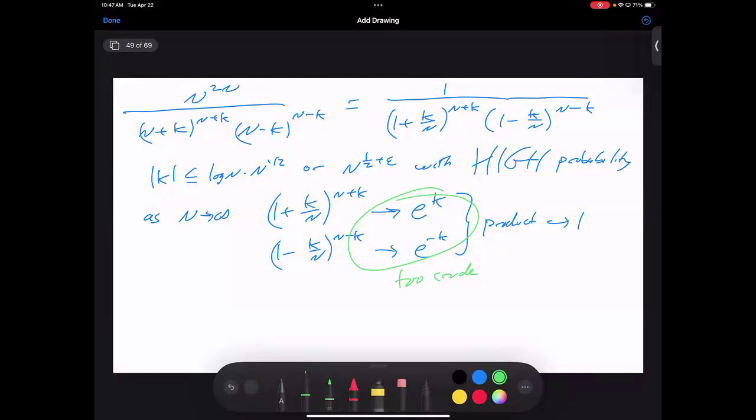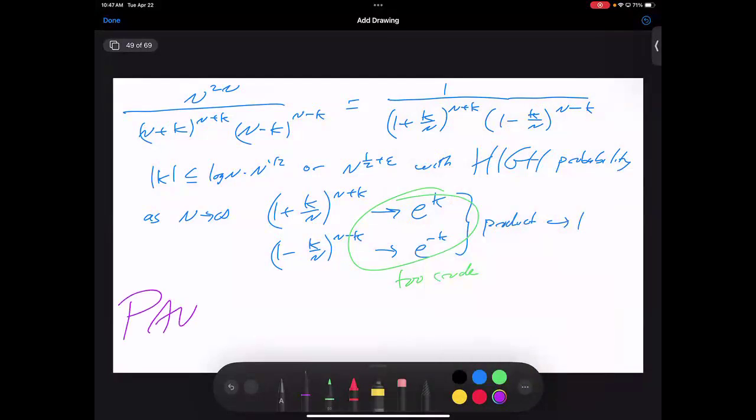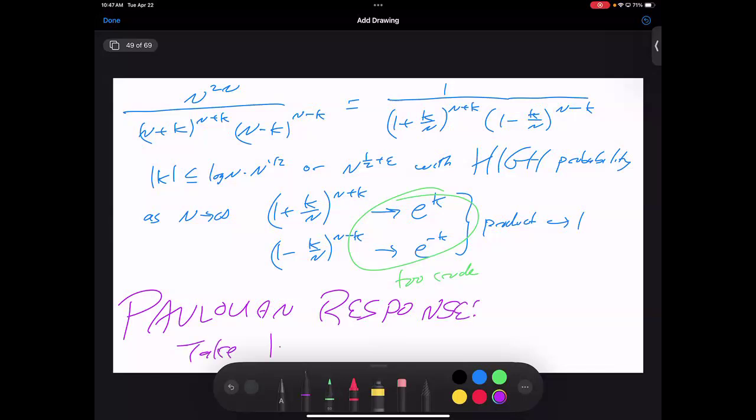So we have been too crude. We can't be that crude. So we have to analyze these products. What should you do to analyze these products? Logarithms, right? This is the Pavlovian response from taking a class with Miller. So Pavlovian response, take log of a product.